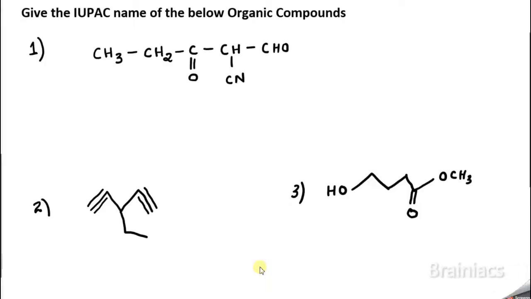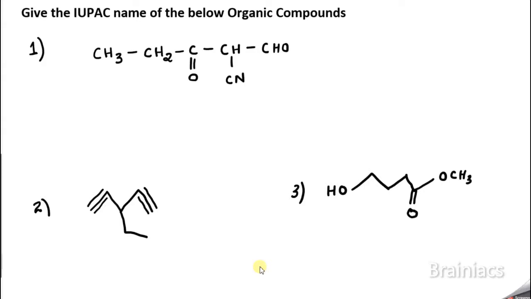Yes, students, welcome you all to another session of Brainiac's Doubt Clearance. So we have the first question in front of you. This chapter is from Some Basic Concepts of Organic Chemistry, so we are dealing with IUPAC nomenclature. The first question you can see here. So how to do the first question?